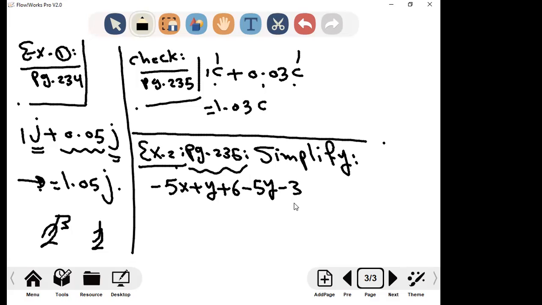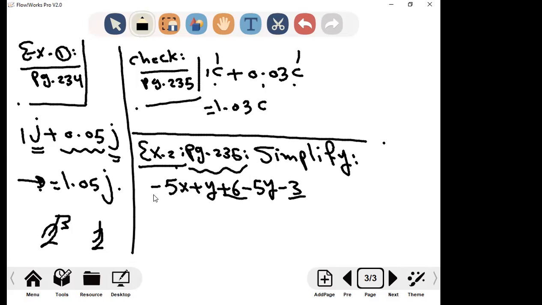Now let's search for the like terms. What are the like terms? The terms with the same variable and same exponent, or numbers together. So the 6 with the negative 3, these are like terms. We will combine them. Combine means we have many terms and we will make them one term, right? So this 6 with the minus 3, what will it be? 3. Right? Then this negative 5x, do we have another term like it? Is there a like term with it?